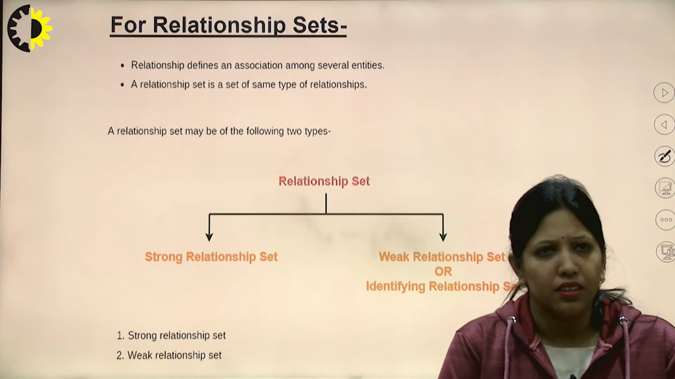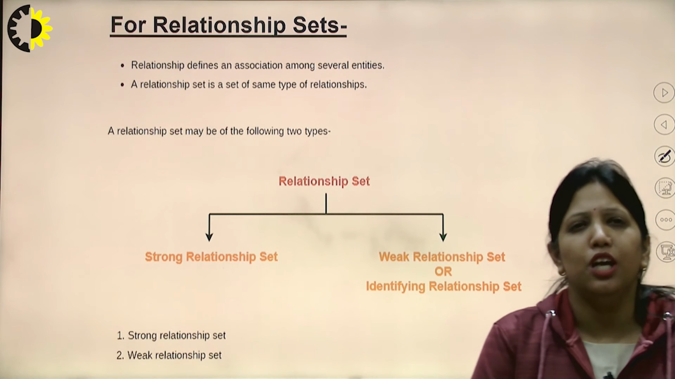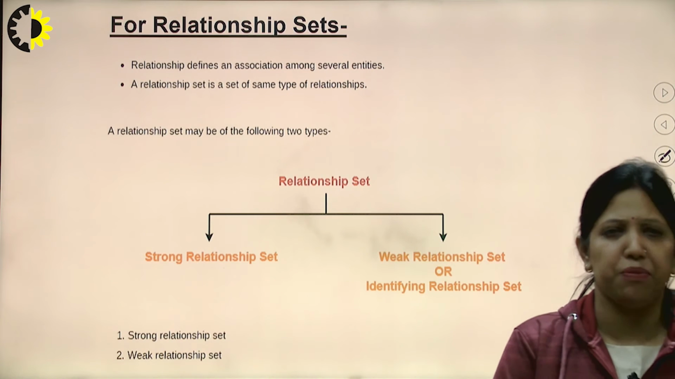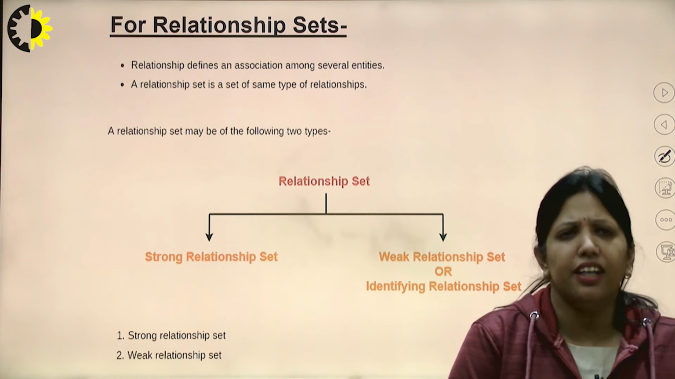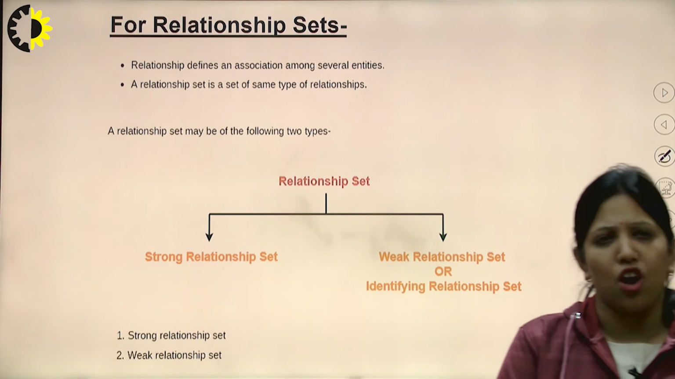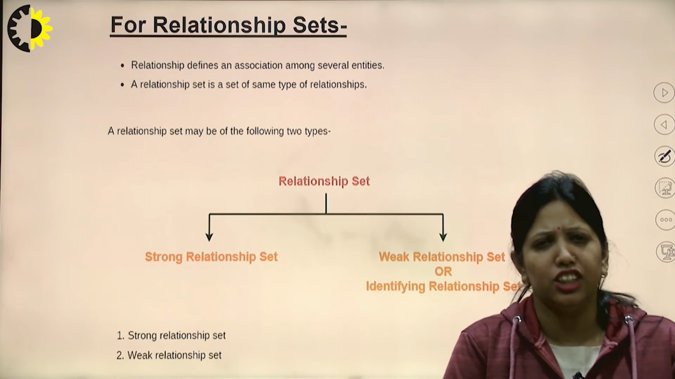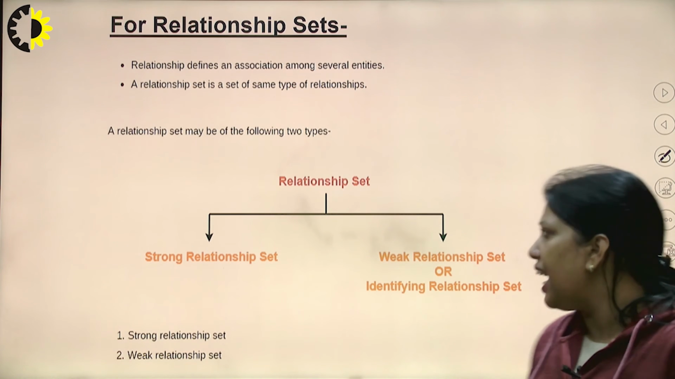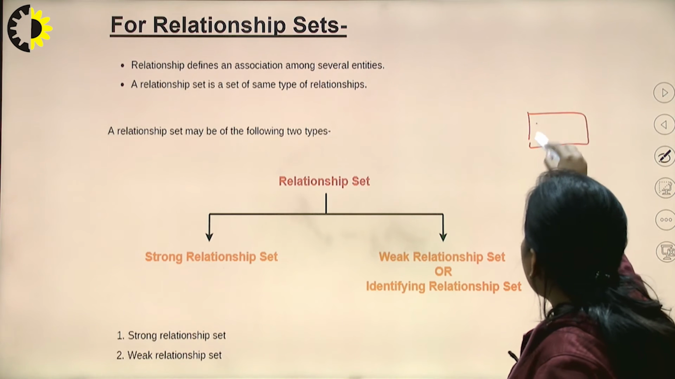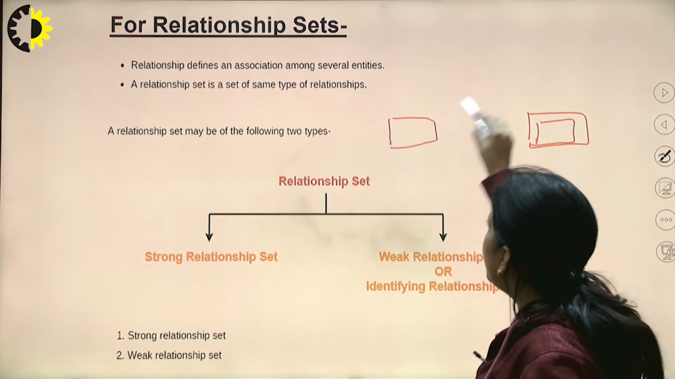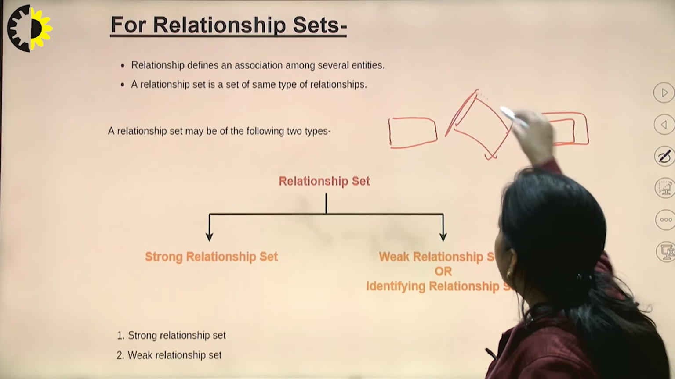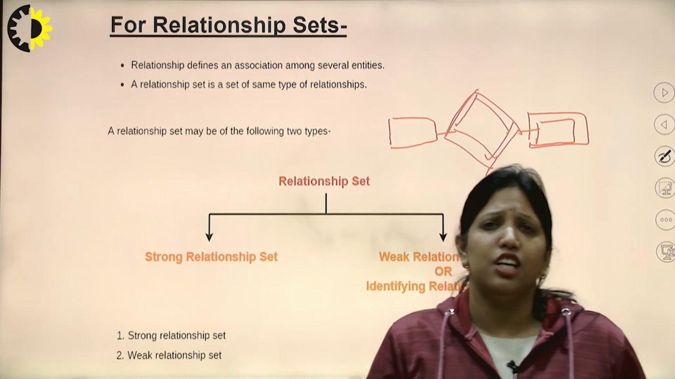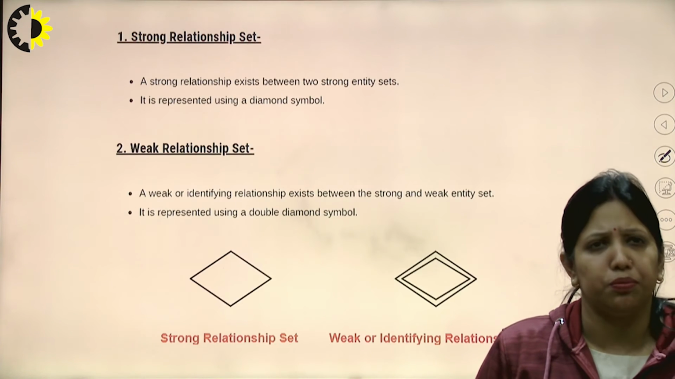Then the notation we use for a relationship set is the diamond box. A relationship defines an association among several entities. A relationship set is a set of relationships of the same type. Again, a relationship set can be of two types, strong relationship and weak relationship, where the weak relationship is also called the identifying relationship. If we have a weak entity, then the relationship associated with this weak entity is automatically a weak relationship.